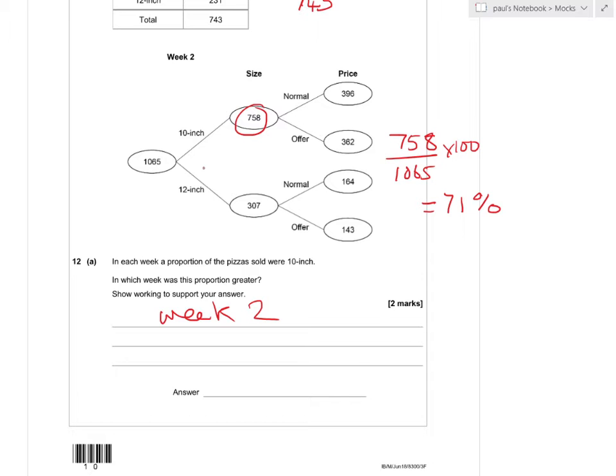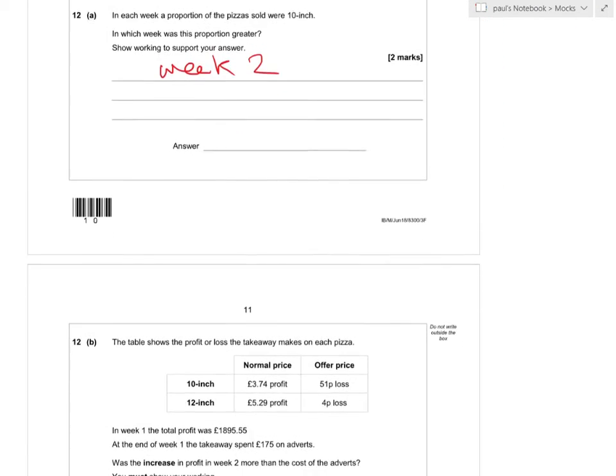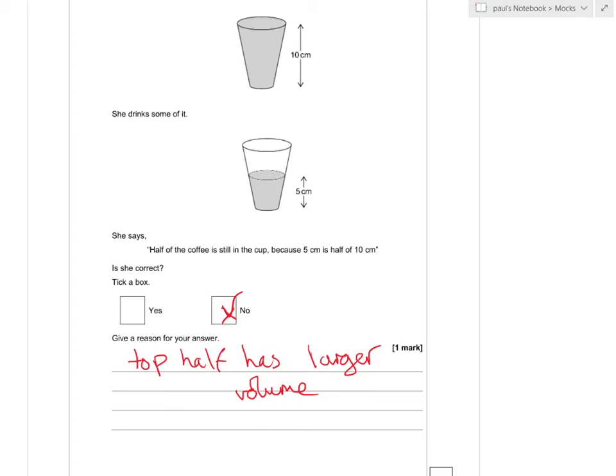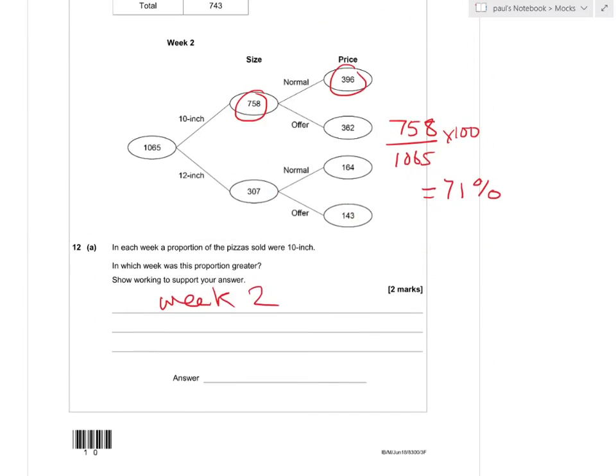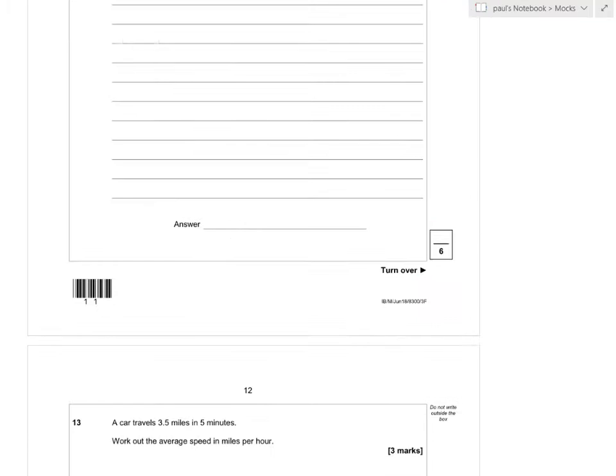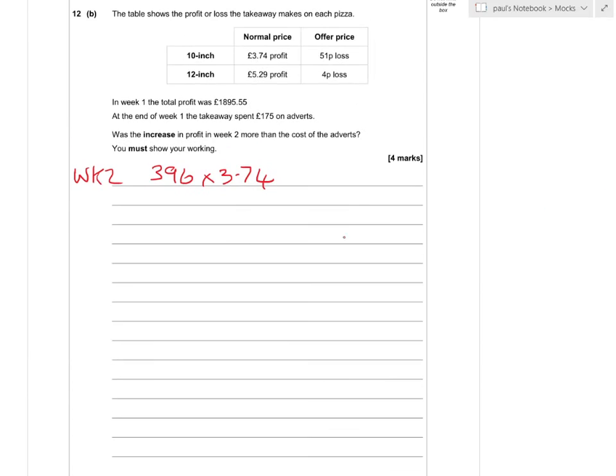So in week 2, we sold 396 normal 10-inch. I'm going to have to keep going up and down here. So week 2, we sold 396 times 3.74. And hang on, I made the week on the special offer with 362. So then we did 362 times 51p. That's a loss.